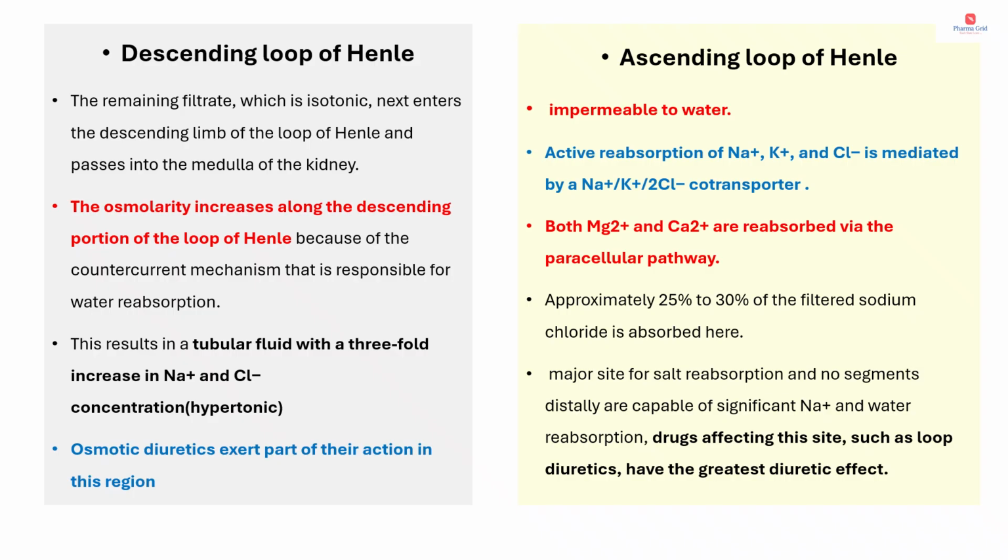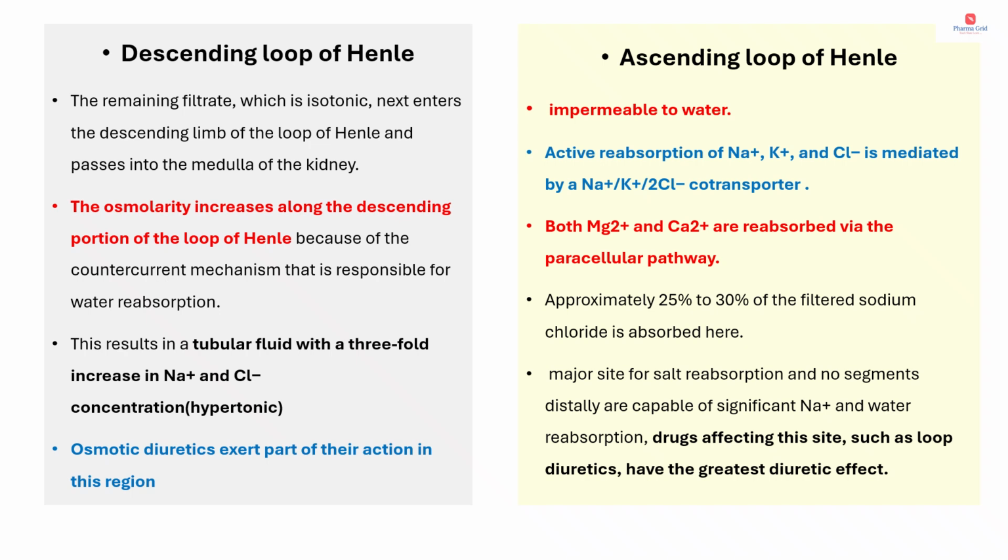The next segment is the ascending loop of Henle. One unique feature of the ascending loop of Henle is that it is impermeable to water. Here there will be active reabsorption of sodium, potassium and chloride, mediated with the help of the Na+ K+ 2Cl- cotransporter.